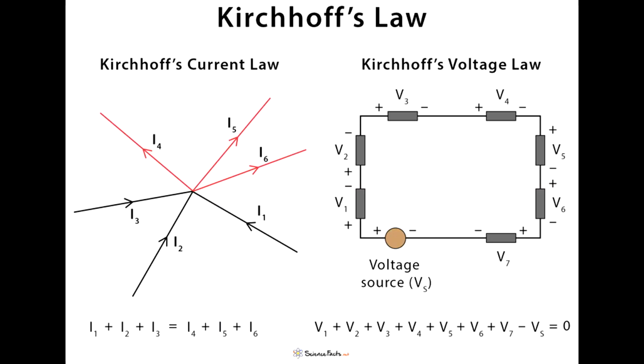In the context of a circuit, KVL means that the energy supplied to the circuit by batteries or other sources is exactly balanced by the energy used up by the components within the circuit.